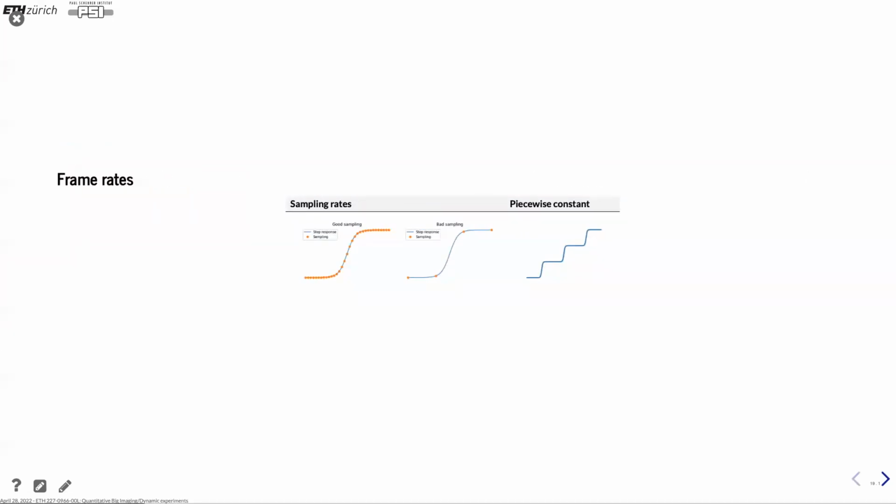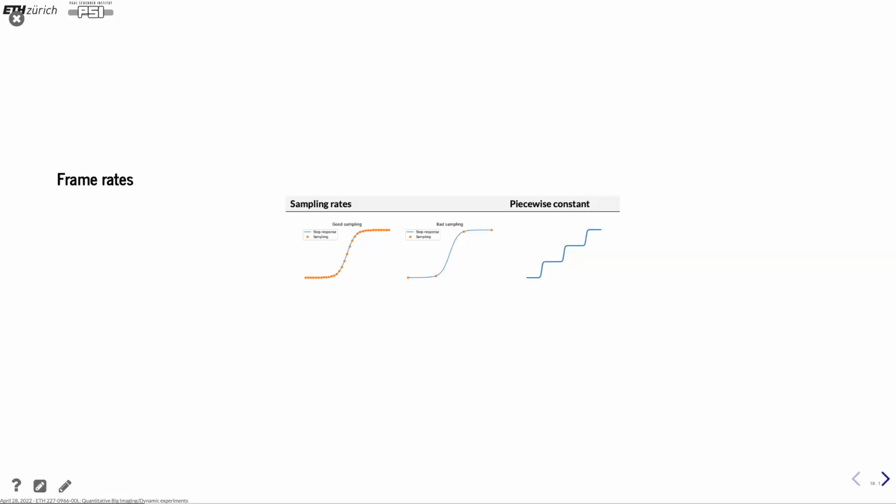Looking at the frame rates, it's more or less the same problem as when we do sampling in the spatial domain. You have two cases. With good sampling, you have many points along the rise of some change, and you can capture what's happening very well. With bad sampling, you will only see that it wasn't and now it is, and in between, you don't see what's happening. But in many experiments, it's actually interesting to see what you have in between.